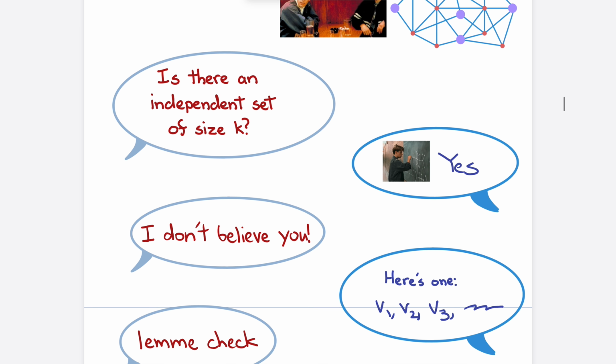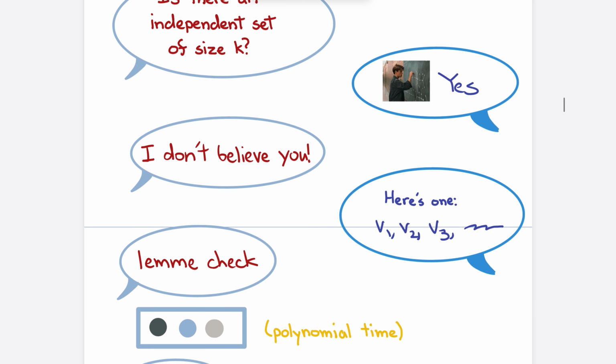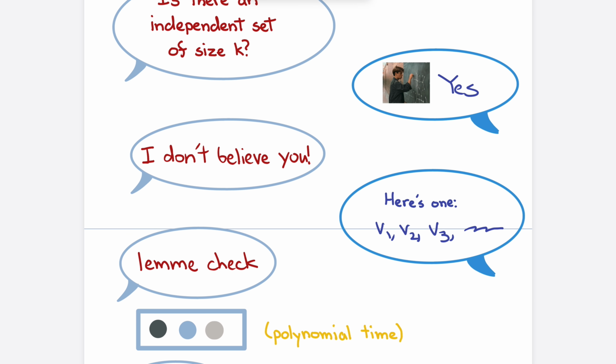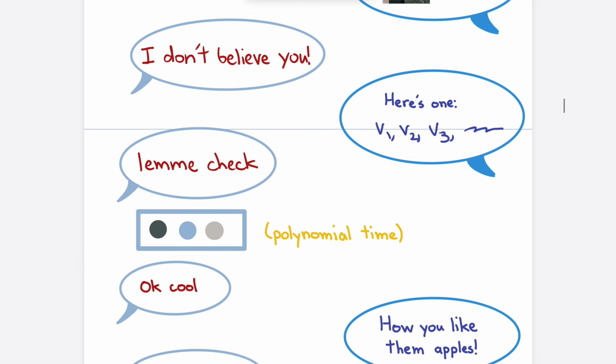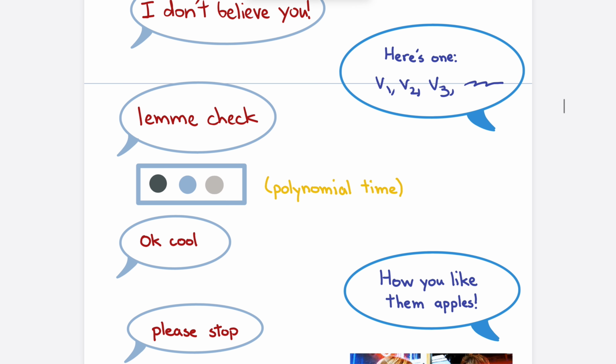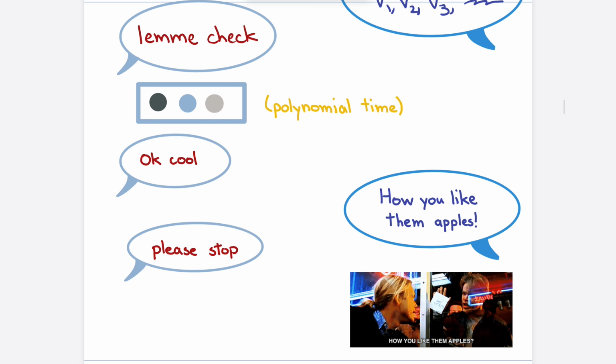And then Chucky, even though he's just Ben Affleck, he can still spend polynomial time and verify that it's an independent set of size K, right? So he says, okay, cool, right? Now Will Hunting, as Will Hunting does, says, how you like them apples? And then this time, he asks him to stop, okay? All right, so that's same kind of deal.